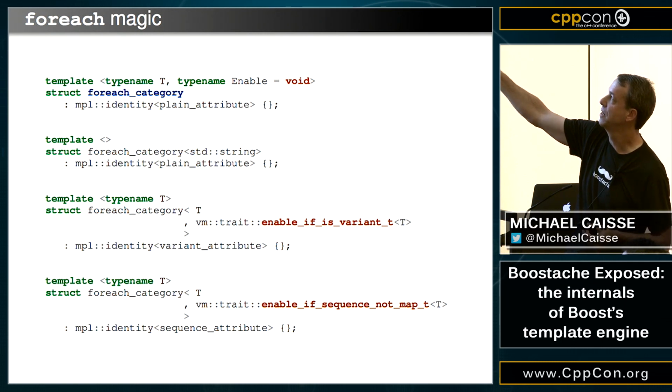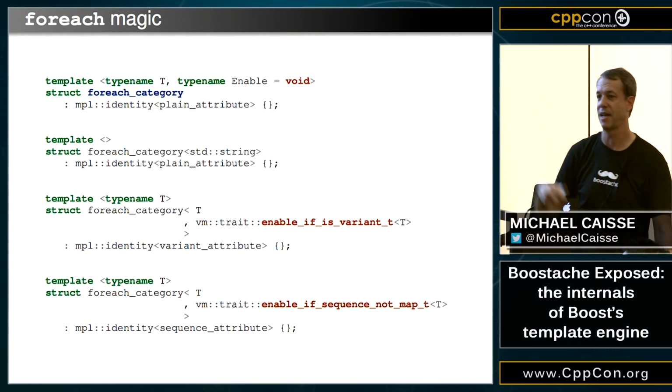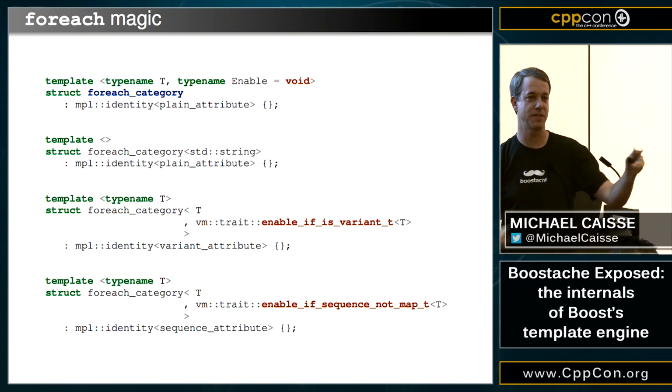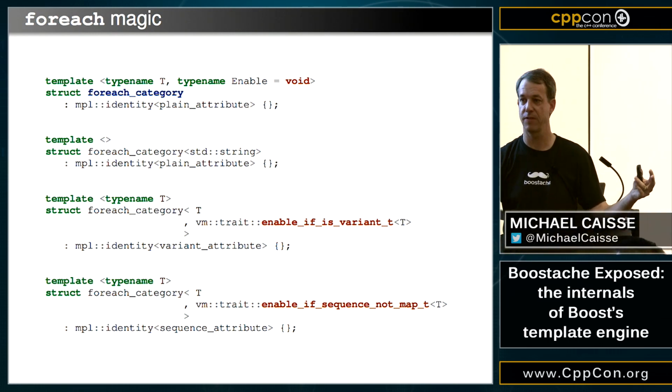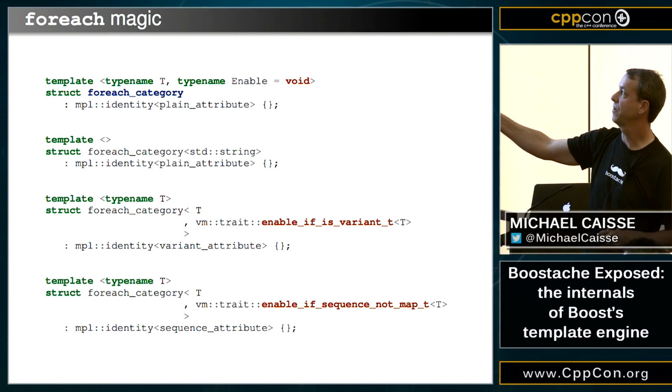I'm going to specialize it. I'm going to treat strings as plain attributes. We'll see why in a moment. I'm going to treat, using an enable if, the thing I have as a variant, because I can have boost variants, I can have spirit variants, I can have all these different things that look like variants and are treated like variants. If it looks like one, then it's a variant attribute.